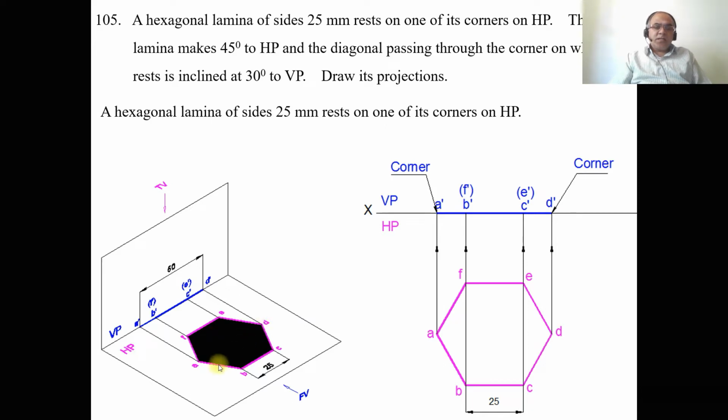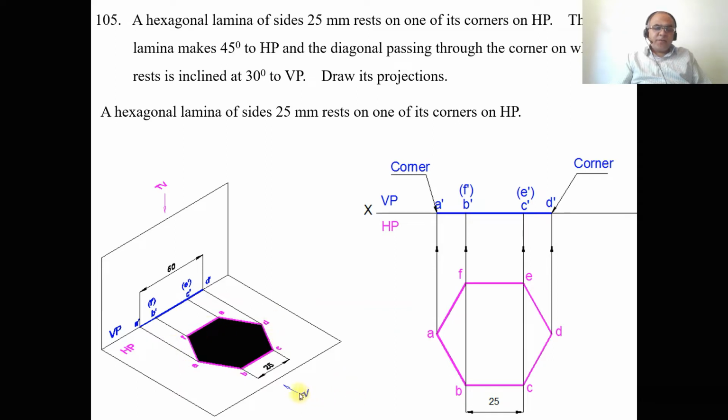As we see here, the surface of the lamina is parallel to HP. Since the surface of the lamina is parallel to HP, we are getting the true shape in HP. So that is AB, BC, CD, DE, EF and FA. All the sides are going to have an equal length of 25 mm. And as the surface is perpendicular to VP, you are getting a line in the vertical plane. When you look from the top view, all the 6 points are visible: A, B, C, D, E, F.